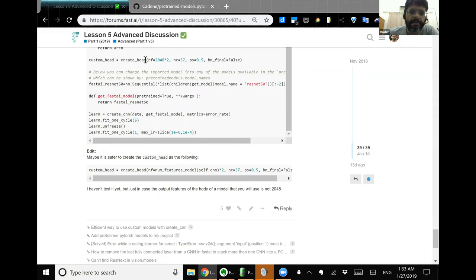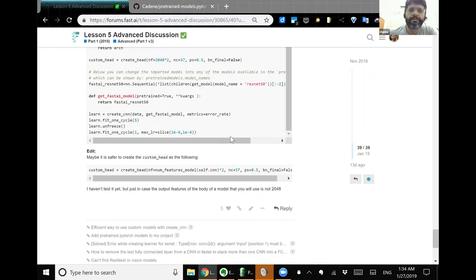But without this step, it throws an error, so I had to change it this way. It didn't work without changing the head. I don't know why, but anyway, it will change the head into the fast AI head.